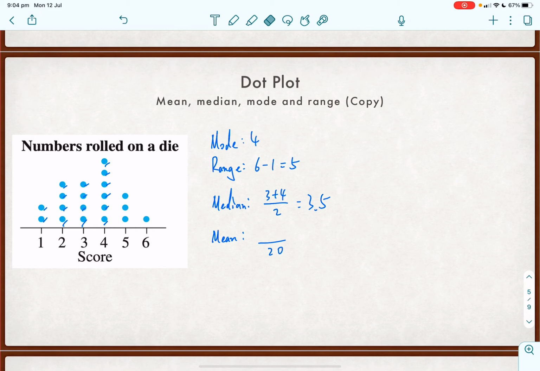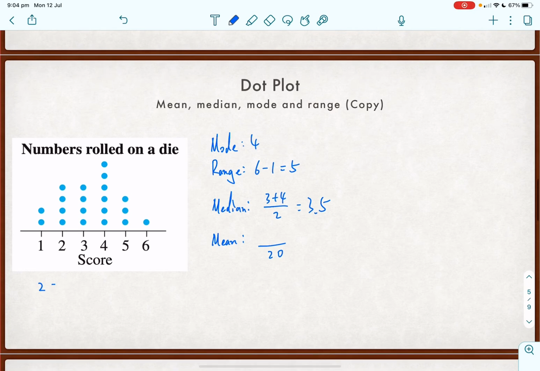Okay, now we need to add all the numbers together. So 1, you got 2 ones, so the total is 2. You got 4 2s, so 2 times 4 is 8. You got 4 3s, so 12. 1, 2, 3, 4, 5, 6. 6 times 4 is 24. 5 times 3 is 15. Plus 6. So add them all together.